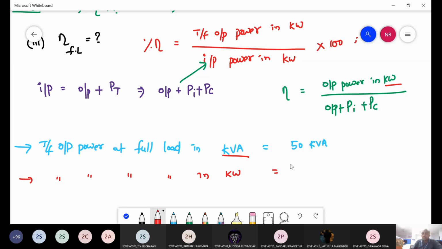Right? kW, what is the formula? kVA into cos phi. Do you remember this? Yes, sir. We studied it long ago.